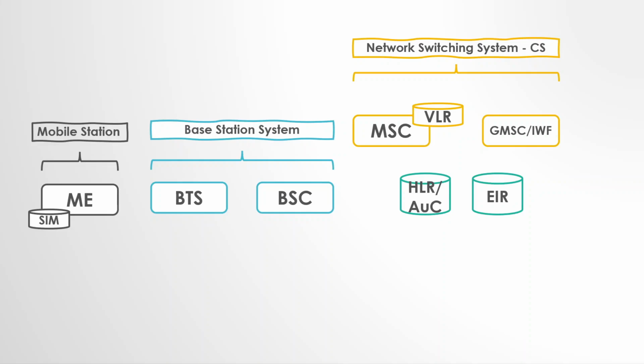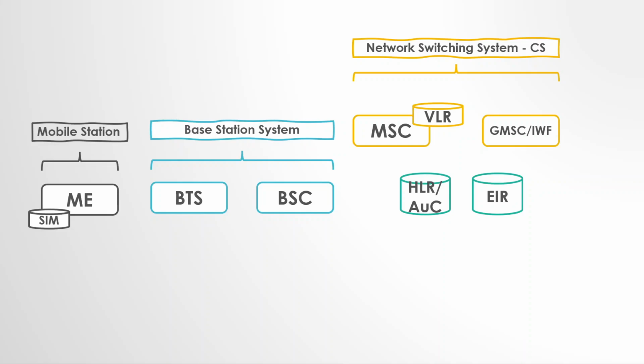Gateway MSC (GMSC) and interworking function (IWF). A functional entity associated with MSC provides the functionality necessary to allow interworking between a GSM network and the fixed networks such as Public Switched Telephone Network (PSTN) and Integrated Services Digital Network (ISDN). Interworking function converts the protocols used in GSM networks to those used in the appropriate fixed network.